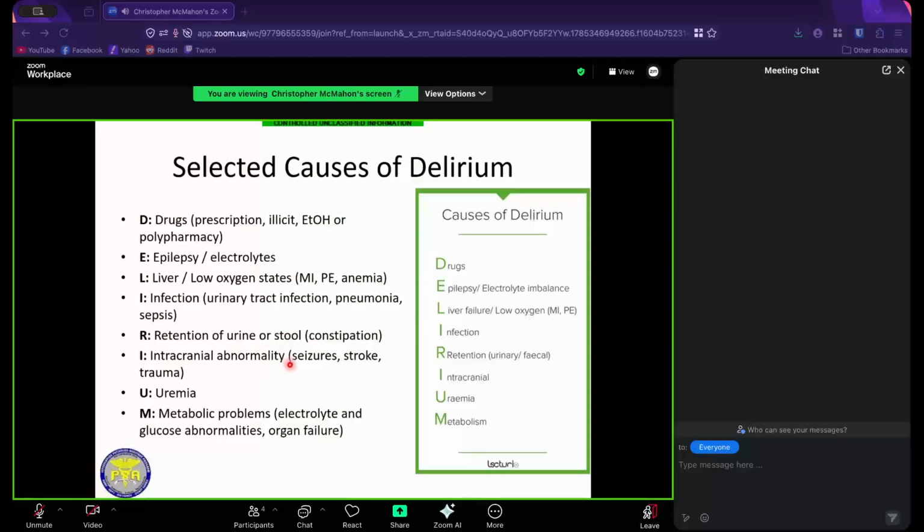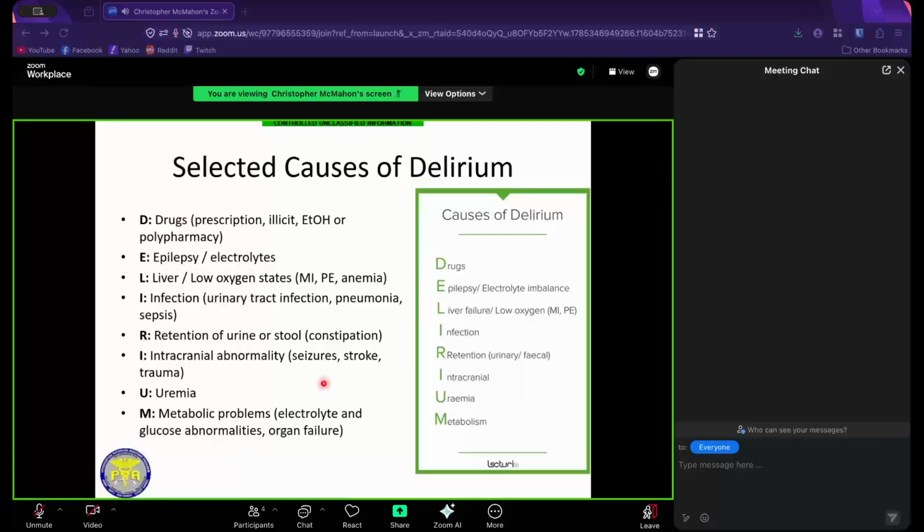Intracranial abnormalities such as seizure, strokes, or trauma, maybe an epidural bleed. And then uremia. Does anyone know what uremia is as a concept? That's when my urea level is too high, because I'm thinking kidney dysfunction in these folks. And then lastly, I can have metabolic problems. That's kind of covered in some of the other ones. But again, checking glucose very early on in these delirious patients.